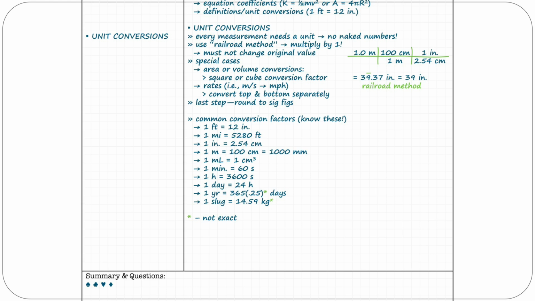So for example, if we're measuring a distance, we need to know whether that distance is measured in meters or feet or centimeters or inches. So every measurement has to have a unit with it. We can never have a naked number. We can never have a number that's just by itself. That's math. We're looking at physics.